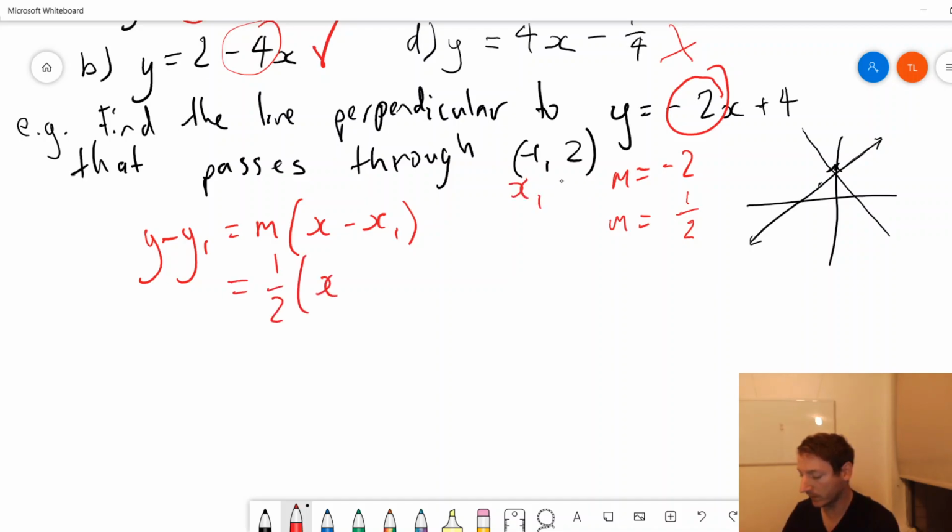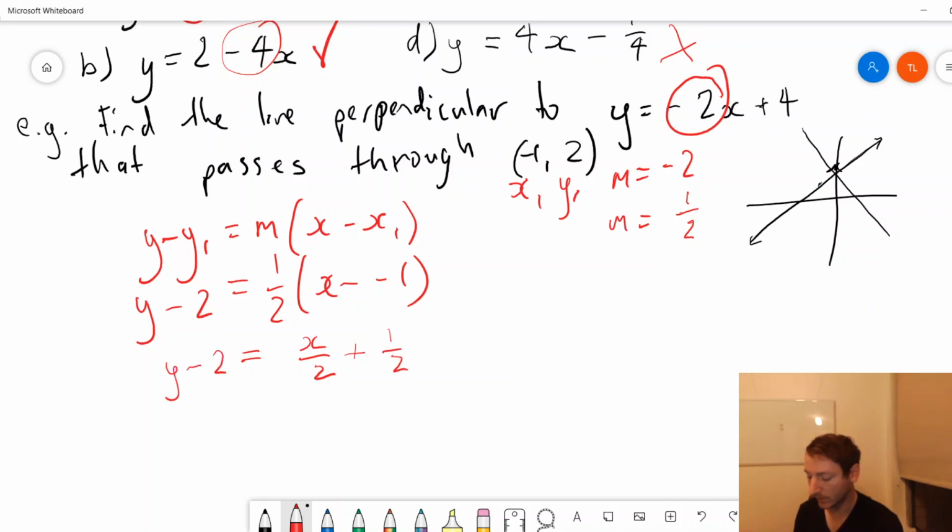x1 is -1 and y1 is +2. Let's expand: 1/2 times x plus 1 equals y minus 2, and then we add 2. So y equals x over 2 plus 5 over 2. And there we go, that is our line. You can see x over 2 is probably a bit shallower than I drew it, and probably a bit further down, but not too different. They're close enough that we're on the right track.